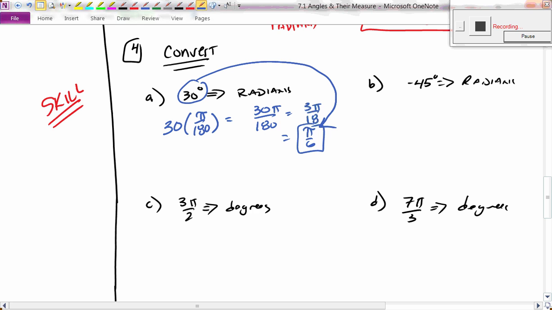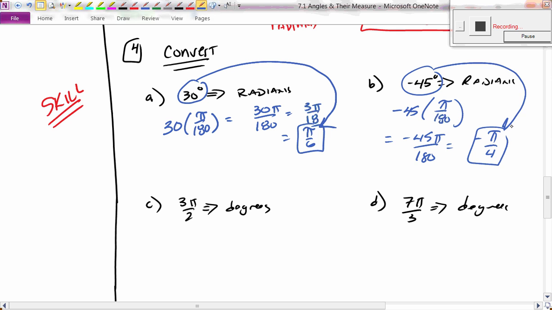Okay, can you guys do negative 45? Negative pi over 4. Yeah, you're right. So for this one, we would take negative 45, and we multiply by pi over 180, which is just negative 45 pi over 180, which simplifies to negative pi over 4. So now we have this relationship of 45 degrees is pi over 4.